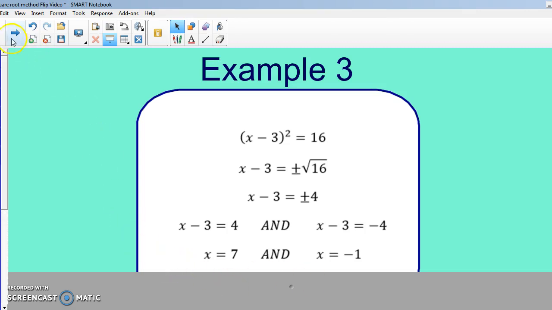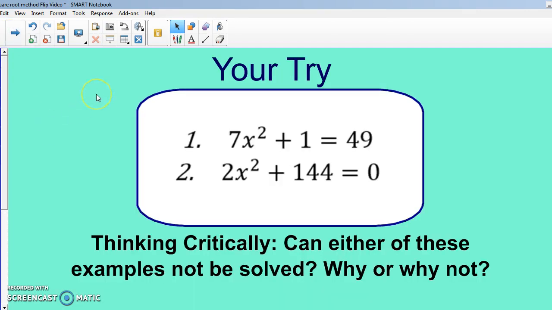That's the last example that I'm going to do with you, but I'm going to leave you 2 to try. The first one I would like you to try is 7x squared plus 1 equals 49. And the second one is 2x squared plus 144 equals 0. Then the question that I would like you to think about is, can either of these examples not be solved? And I would like you to tell me why or why not.